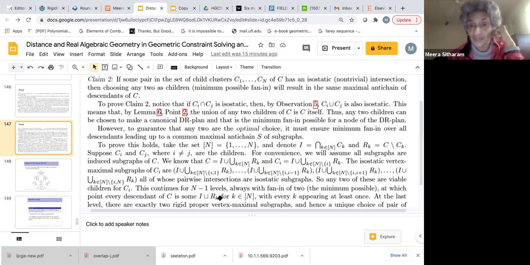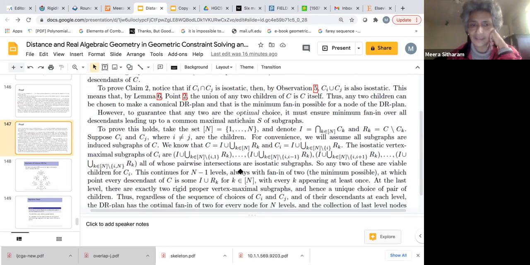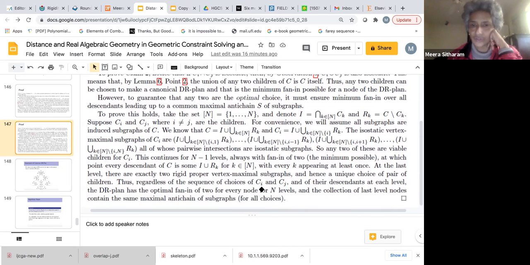This continues for n minus one levels, always with fan-in of two, at which point every descendant of C is some I union RK, with every K appearing at least once. So at the last level, there are exactly two rigid vertex maximal proper subgraphs and hence a unique choice of a pair. Essentially this is showing that regardless of the sequence of choices of CI and CJ and of their descendants at each level, the DR plan has the optimal fan-in of two for every node for n levels, and the collection of last level nodes contain the same maximal antichain of subgraphs for all choices.